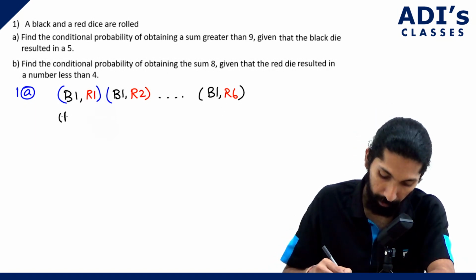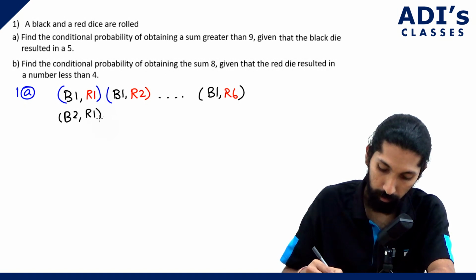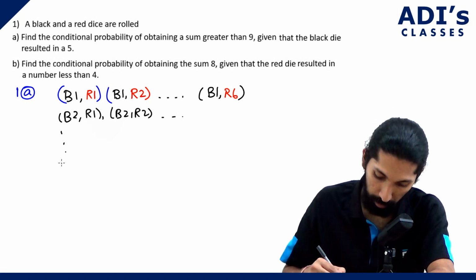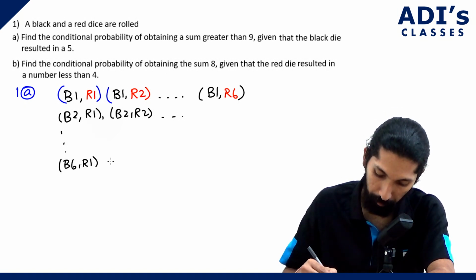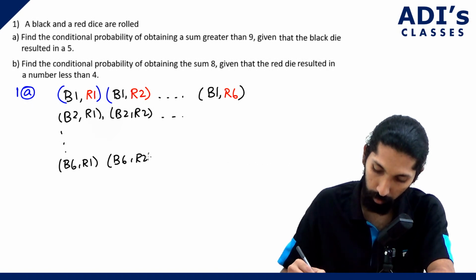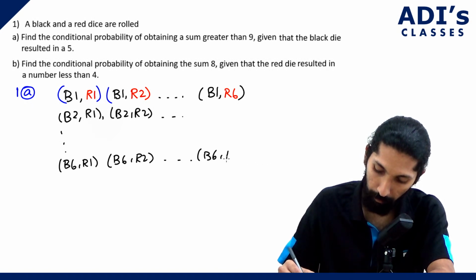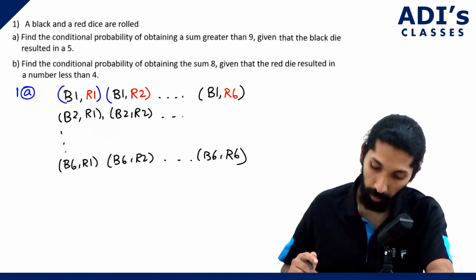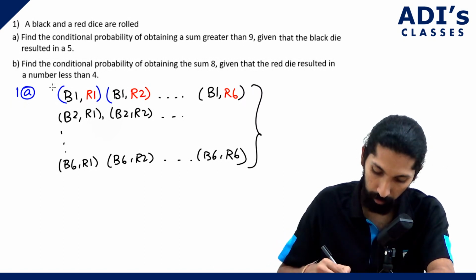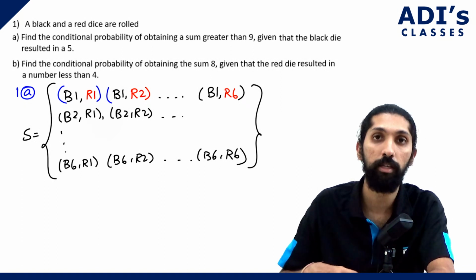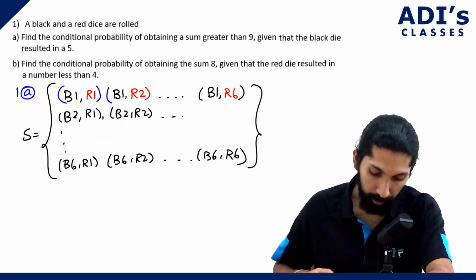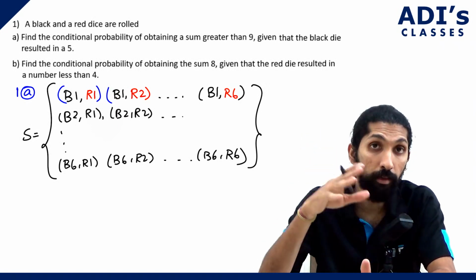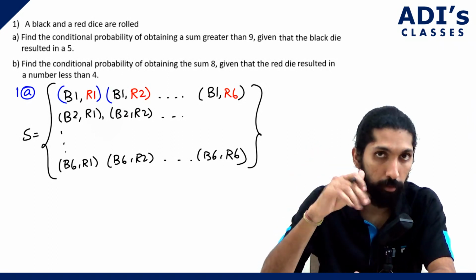Second case, it's going to be B2, R1, next B2, R2, and so on, till B6, R1, B6, R2, and so on till B6, R6, which is the last one. Now we have 36 possibilities in total, isn't it? So this is the total sample space. Now let's try to understand. Here we are talking about conditional probability, correct? So what is P of A given B? P of A intersection B by P of B.